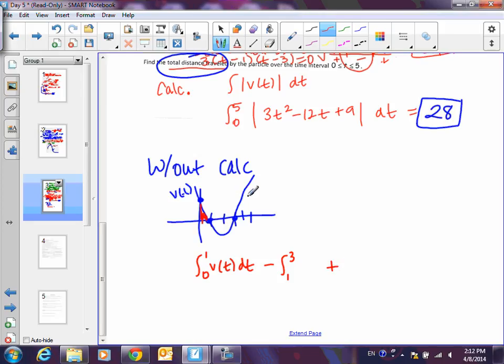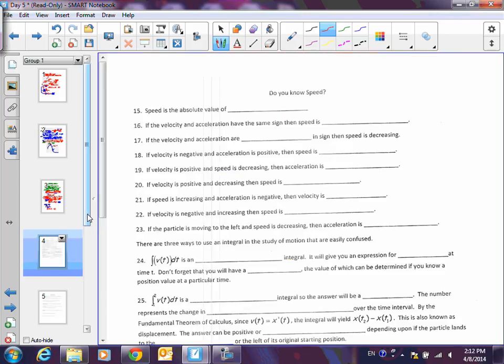And then you'd add the integral from 3 to 5. So you'd have to do 3 different integrals. It would be a lot of work. I don't think it's going to be on there without a calculator, but you can do it. All right? I really don't want to spend any more time in class on that.